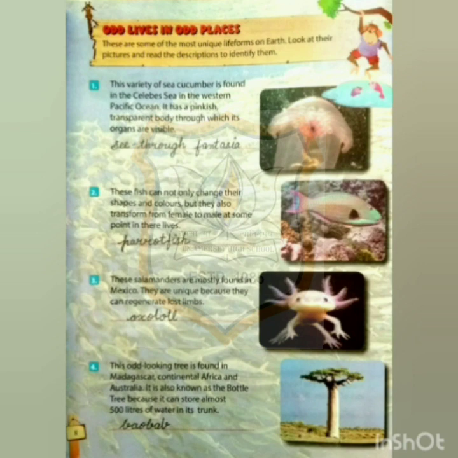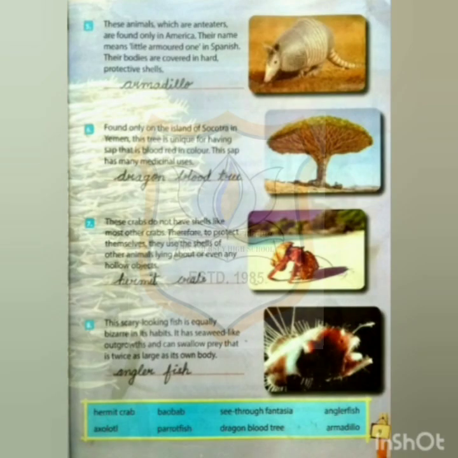Number 5. These animals, which are ant eaters, are found only in America. Their name means little armored one in Spanish. Their bodies are covered in hard protective shells. So you can see here animals which are ant eaters. They eat ants and they are found in America only. Their name given here is little armored one in Spanish, and their body is covered in hard protective shells, and they are known to be armadillo.